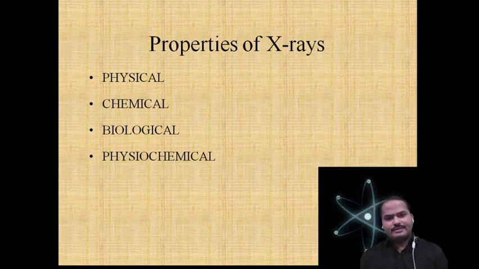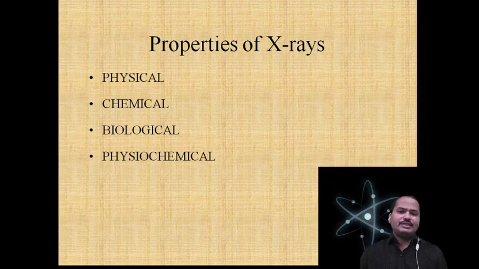Now, after the production of X-rays, we are coming to the properties of X-rays. What all properties of X-rays can be seen? They can be physical properties, chemical properties, or biological properties of X-rays, or physicochemical properties of X-rays.